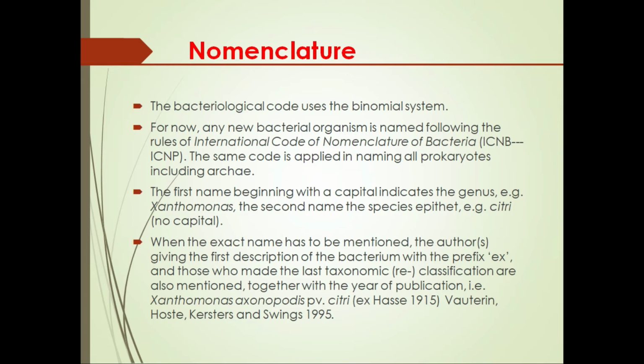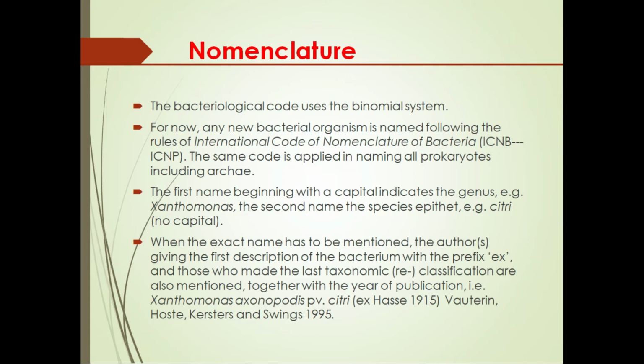Now, nomenclature is another pillar of taxonomy. Bacteriological nomenclature uses binomial system like other nomenclatures of fungi or plants or animals. So, bacterial nomenclature also uses code, bacteriological code that follows binomial system. I think you know that Linnaeus is the father of binomial nomenclature. Now, bacteria were earlier named following International Code of Botanical Nomenclature (ICBN).